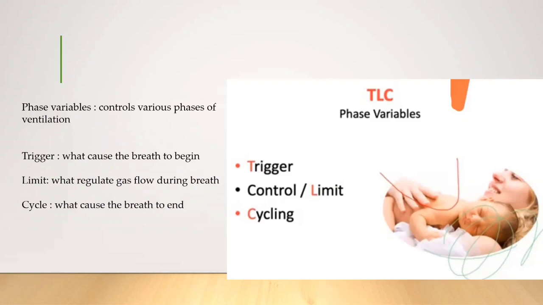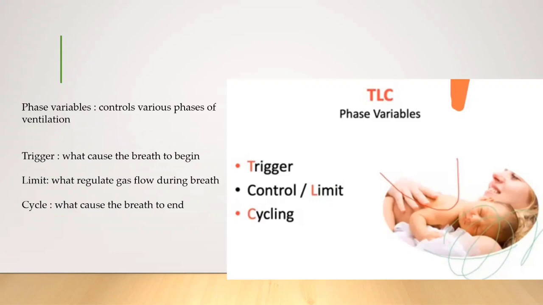So when you are selecting a mode, you should know the trigger, the limit, and the cycling. So in PCV, the trigger is either the patient or the ventilator. Limit is the pressure and it is cycled by time.